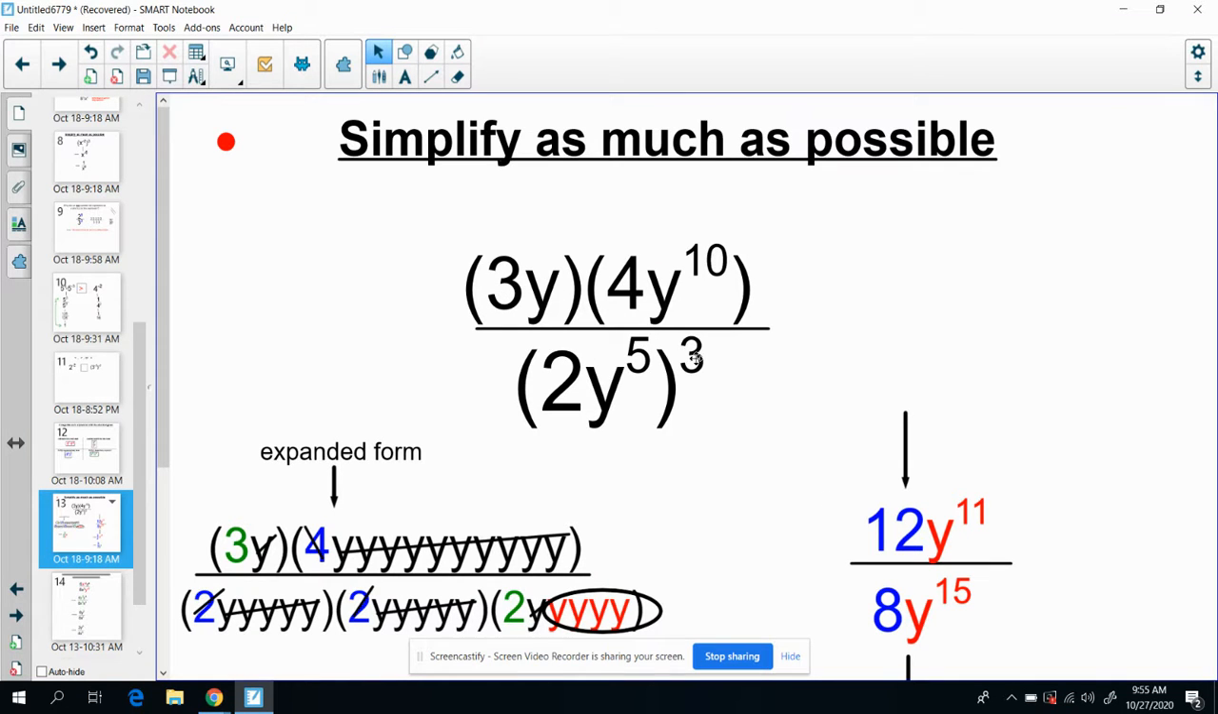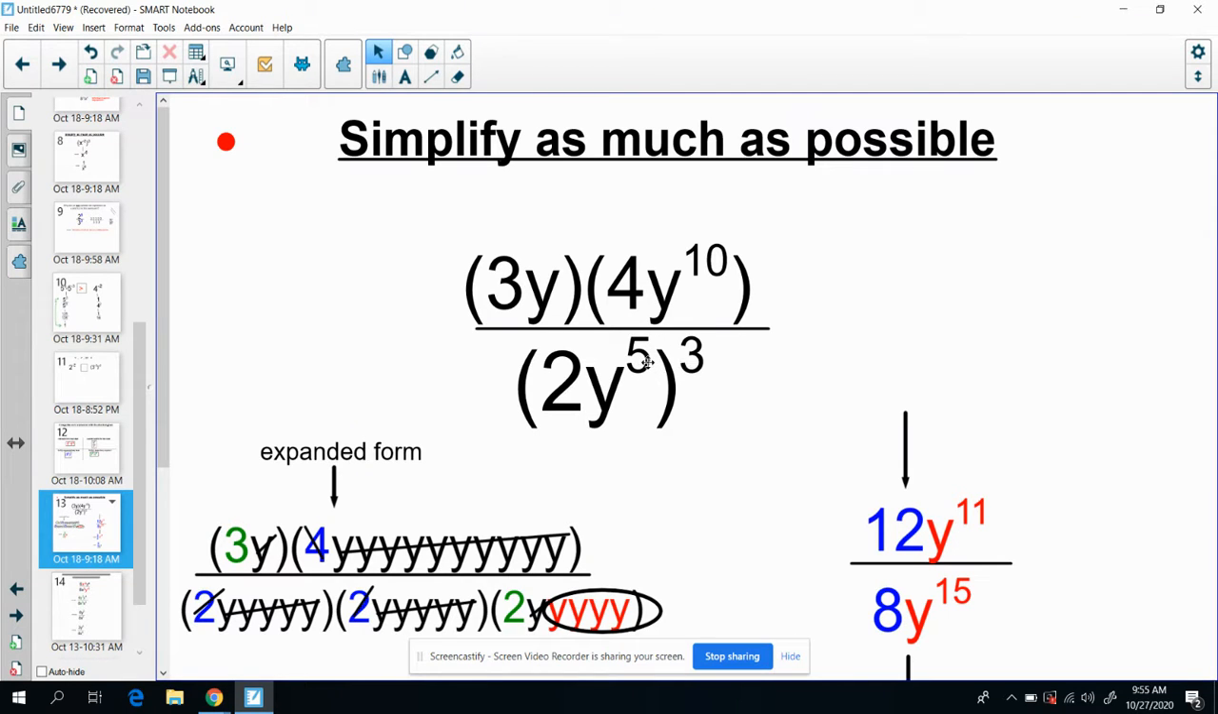Here, that power on the outside, right? We explained earlier in the video that this would also go to the 2. So you get 2 to the 3rd is 8. If you're multiplying, you're adding exponents. You could always think of this as y to the 1. So 1 plus 10, you get y to the 11th.